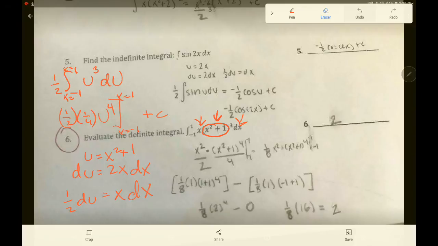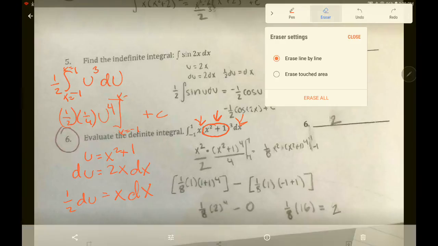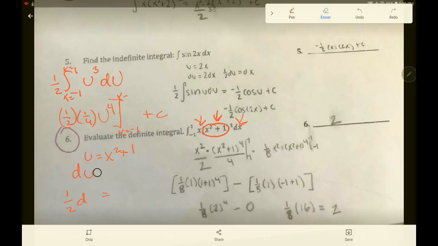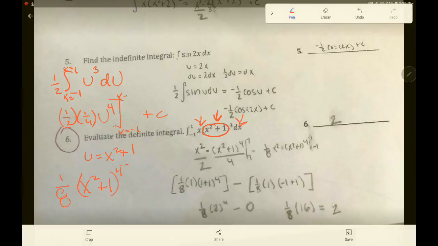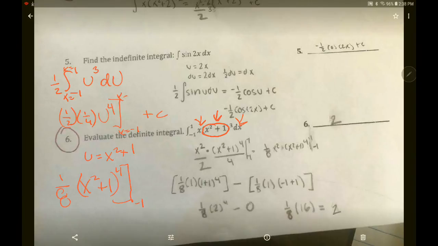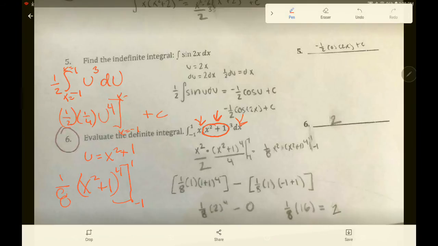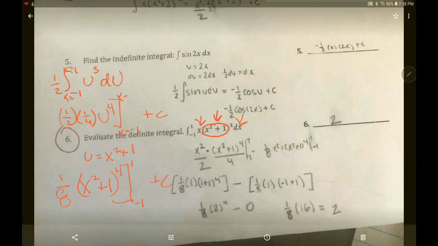Actually, let me leave what we said u is, because we're going to substitute back in and we want to make sure we do it right. So we have u to the 4th, that is in fact x squared plus 1 to the 4th, 1/8 times that. And we're going to evaluate that now. Now we have our limits for x, so I don't have to know what u equals. We're going to evaluate from -1 to 1, x squared plus 1 to the 4th. And then we're going to take 1/8 of that. And of course, plus a constant.